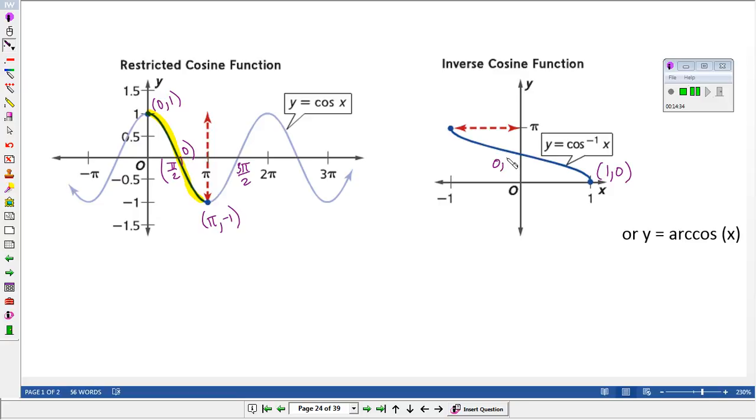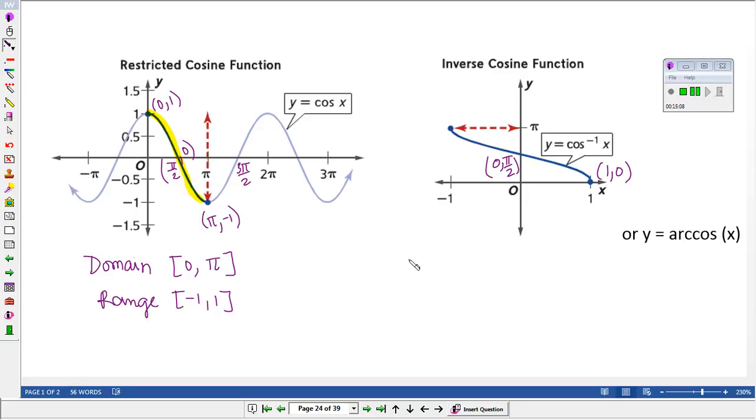And the point (pi over 2, 0) becomes (0, pi over 2). So you can see that the two axes, the x-axis and the y-axis, are also interchanged, right? So now your x-axis goes from -1 to 1. Why? Let's go back and look at this piece again. This piece of the cosine function has the domain from 0 to pi, and it has the range from -1 to 1.